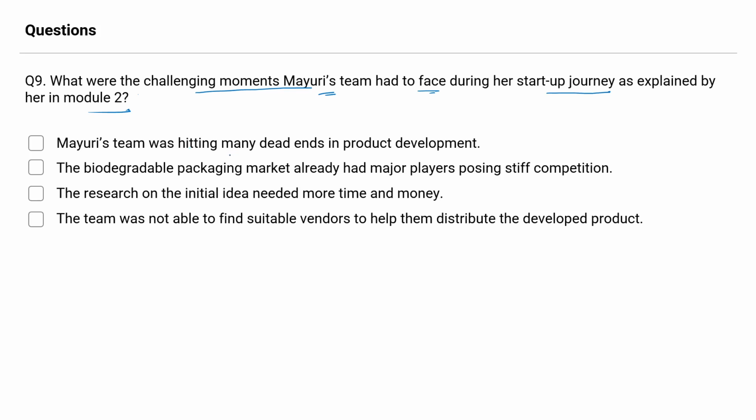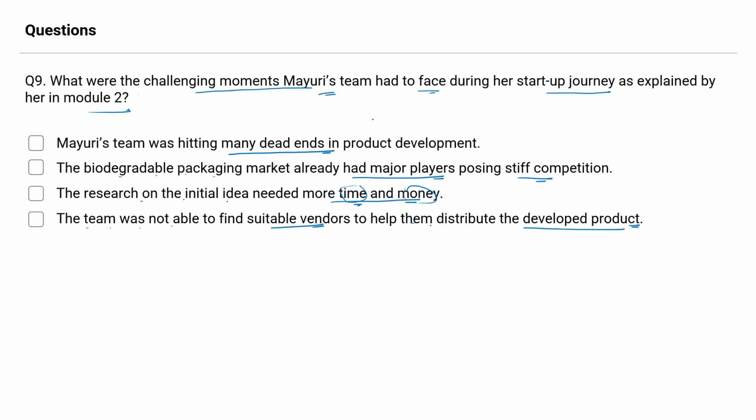Mayuri's team was hitting many dead ends in the product development. Biodegradable packaging marketing had already major players posing stiff competition. Research on the initial idea needed more money and time. So these are also critical factors. The team was not able to find suitable vendors to help them distribute the developed product.